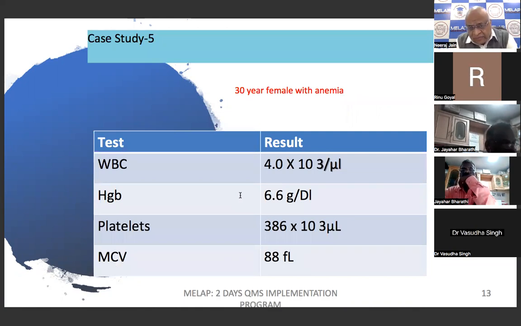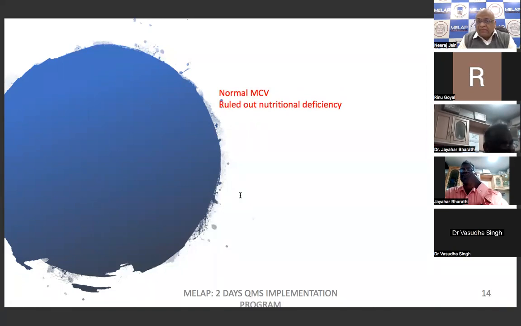Now, this case: hemoglobin 6.6, MCV 88, and nutritional anemia was ruled out because of low MCV. But remember one thing, your analyzers are measuring only the average value of MCV. When the peripheral smear was examined, it was a case of dual deficiency, iron deficiency as well as B12 or folate deficiency. And when hematinics were given, the patient responded very well.